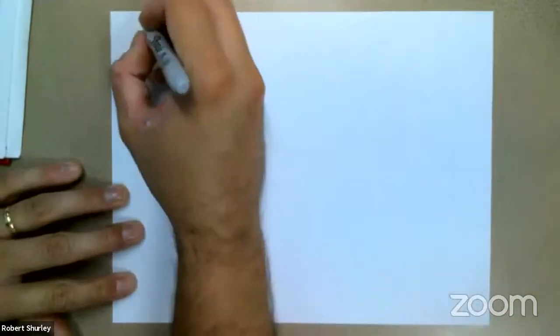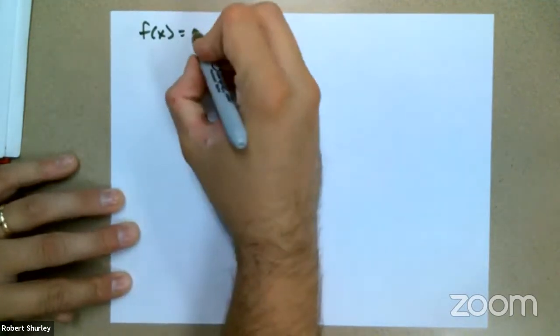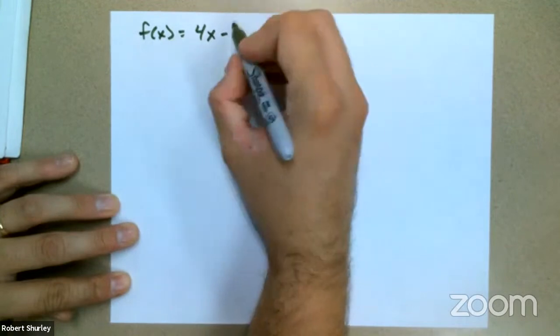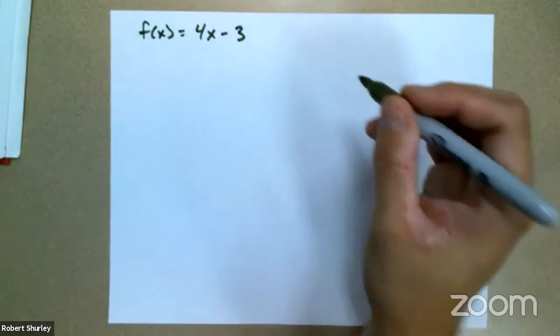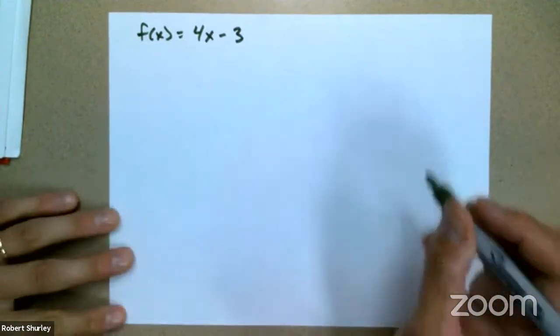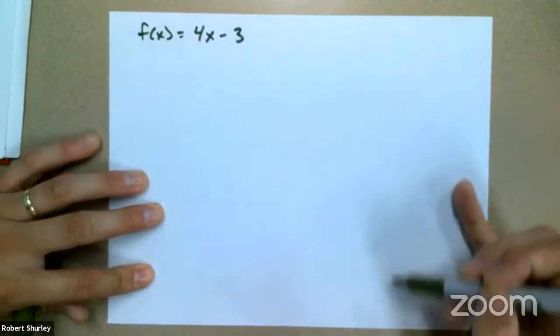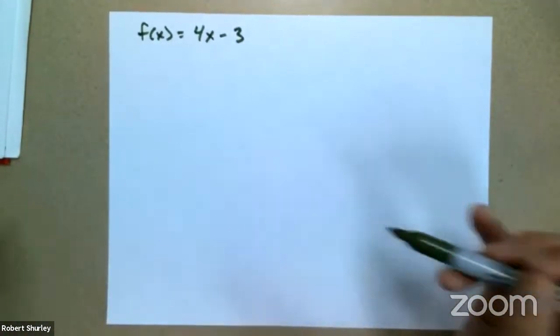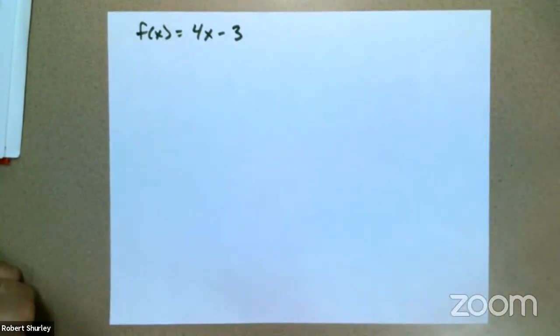Let me give you a linear function here. So f of x equals, let's see here, let's say we've got 4x minus 3. And I want you to find the inverse. You can use those steps on page 303. Now, I want you to find the inverse, and then check it to make sure it's right. I'll give you a few minutes.